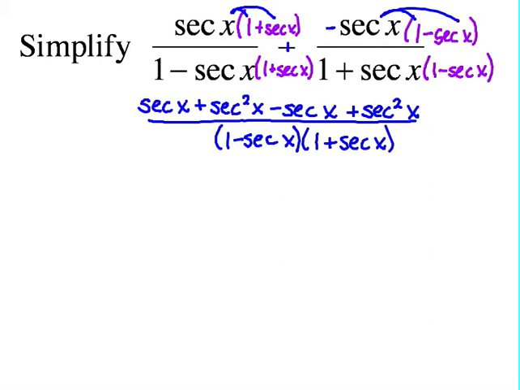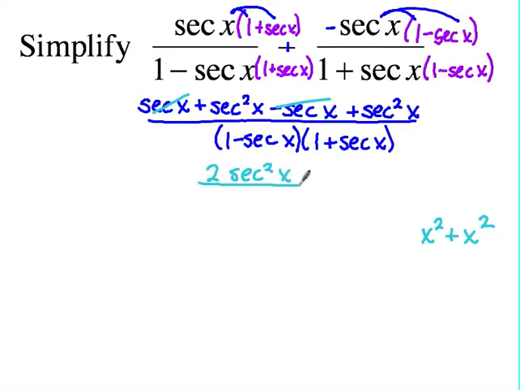Now on the numerator, what am I left with? Because if you notice, those cancel, right? So I have secant squared x plus secant squared x. Let's think about this: if I have x squared plus x squared, I would get 2x squared. So in this case I get 2 secant squared.